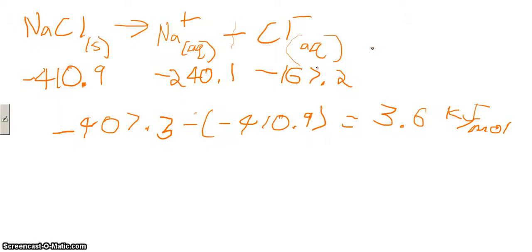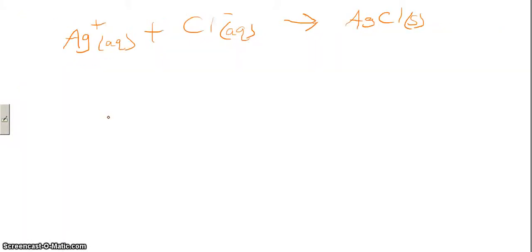And from this we can determine that the reaction is endothermic. And endothermic means that it has a positive enthalpy, and it also means that it is breaking bonds. For our next reaction, we have Ag plus Cl minus yields AgCl as a solid.